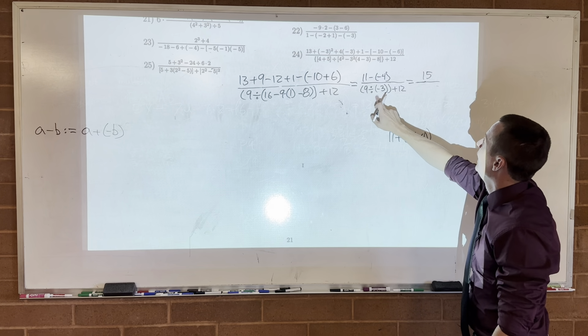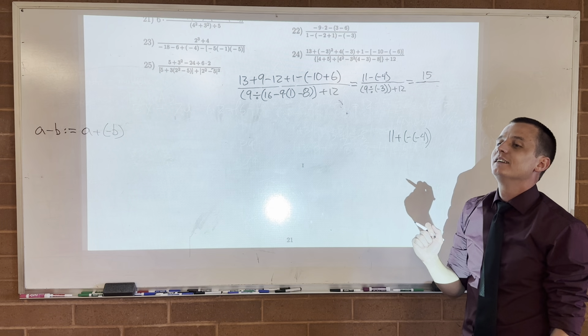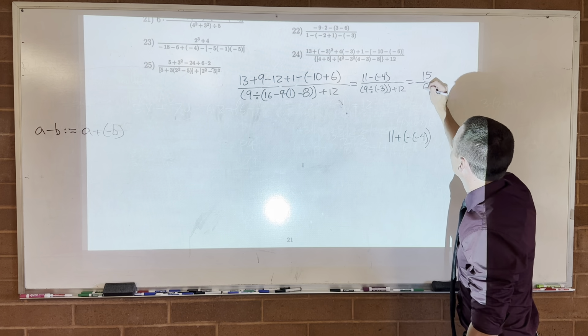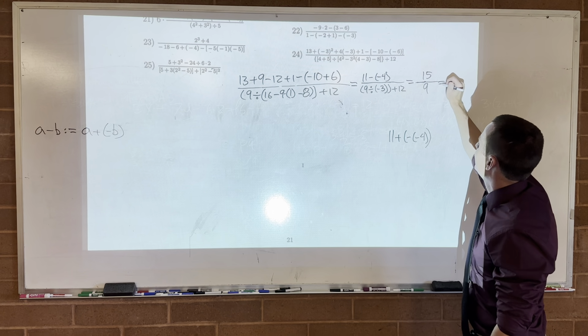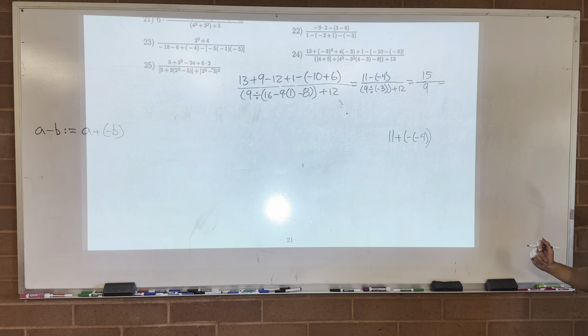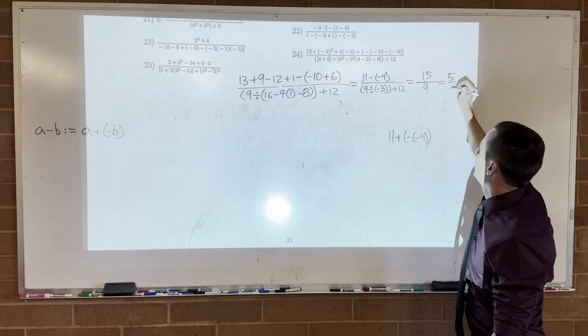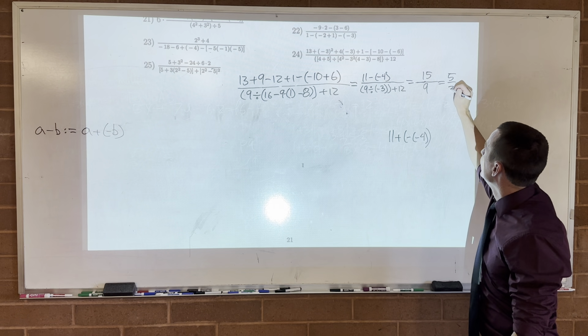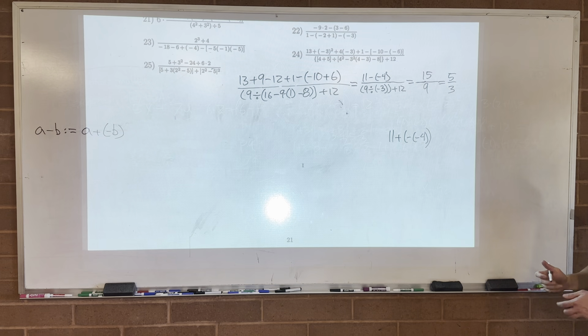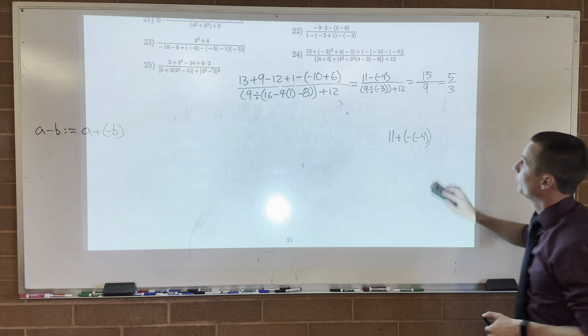Negative 3. And negative 3 plus 12 is? Positive 9. All right. And we're not quite done yet because we can reduce that. What goes into both of them? 3. How many times does 3 go into 15? 5 times. How many times does 3 go into 9? 3 times, and we get 5/3. Good? All right, any other ones you want me to do?